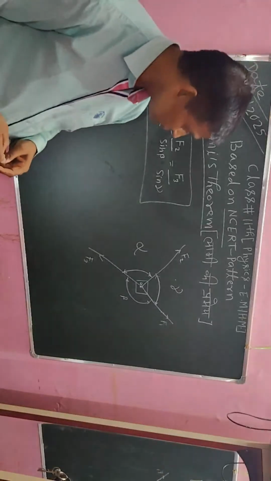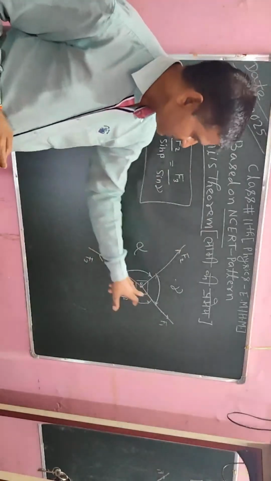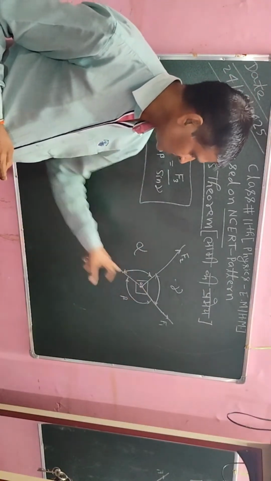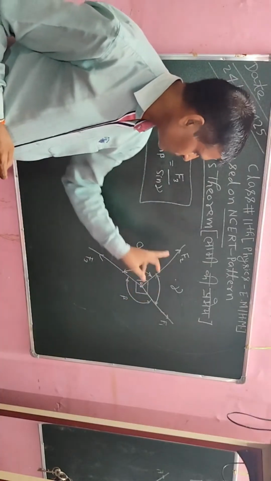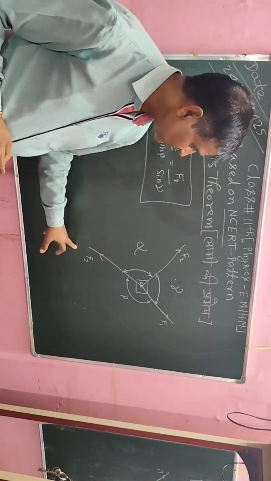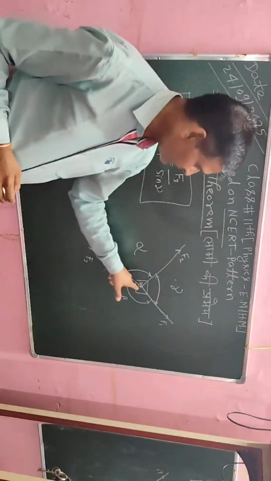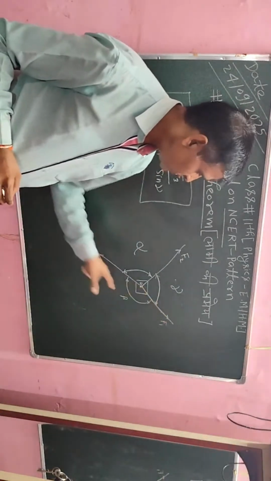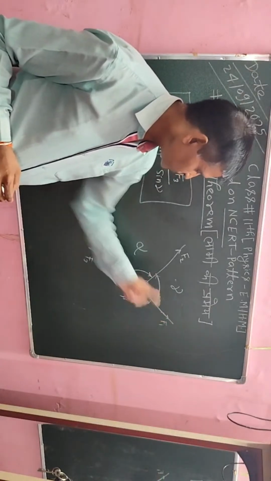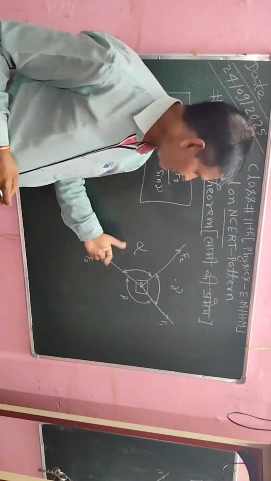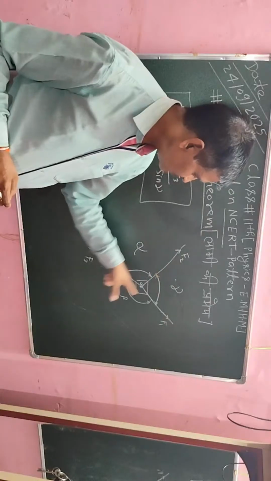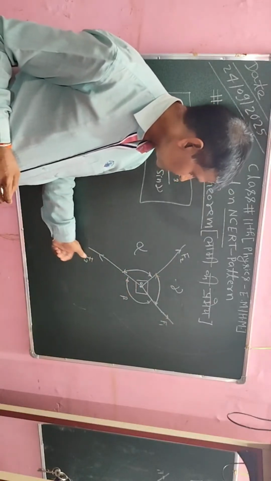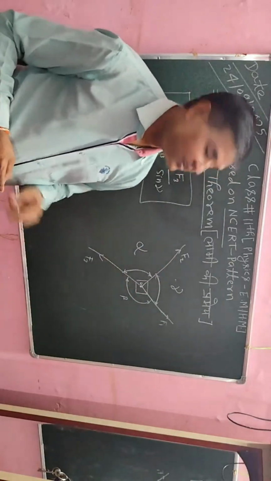Here there is an object, and on this object three forces are acting: force F1, force F2 and force F3. All these forces are going outside from this point. So this force F1 is creating an angle alpha, this force F2 is creating an angle beta, and similarly F3 is also creating an angle gamma.